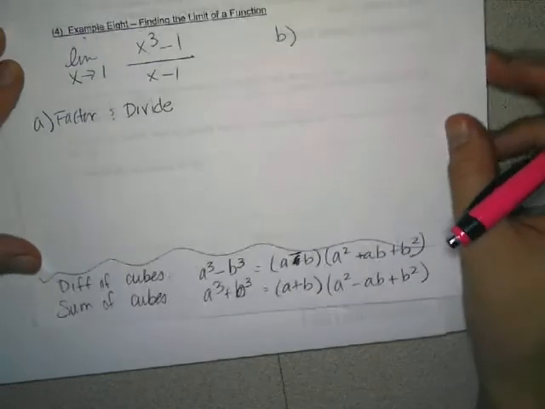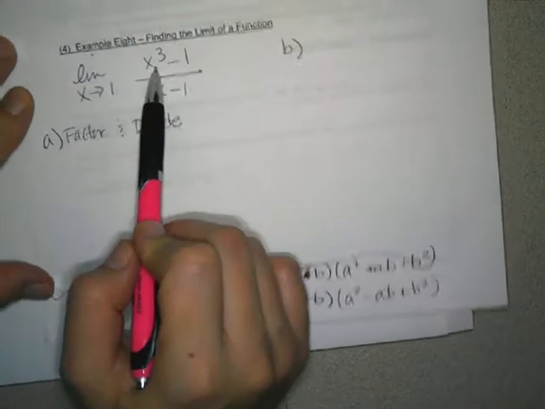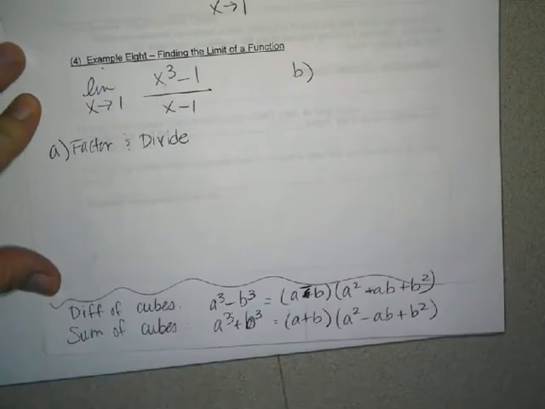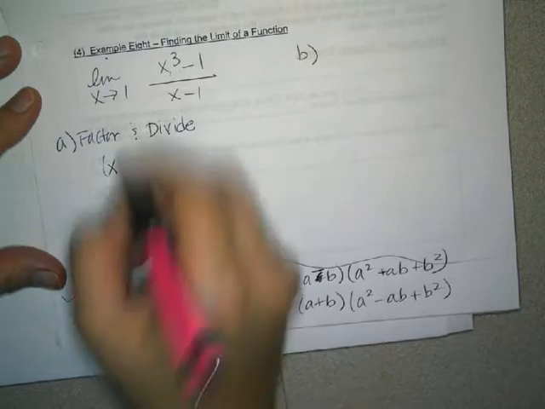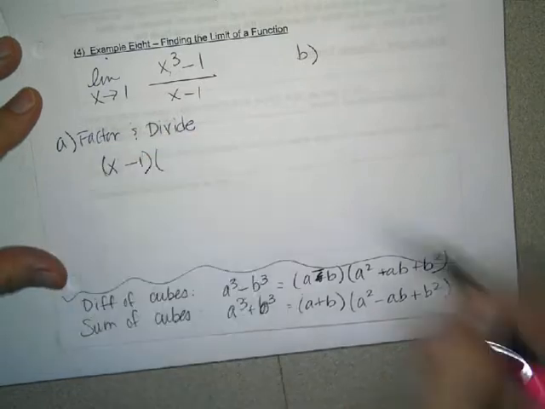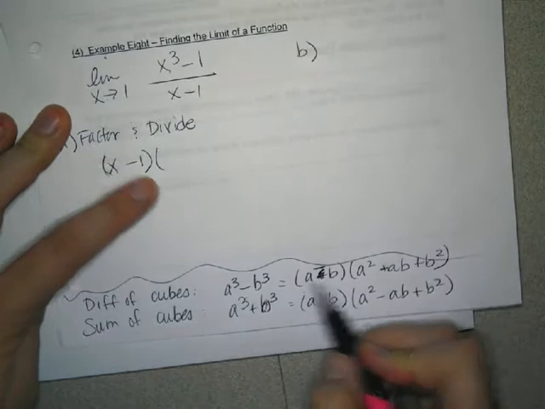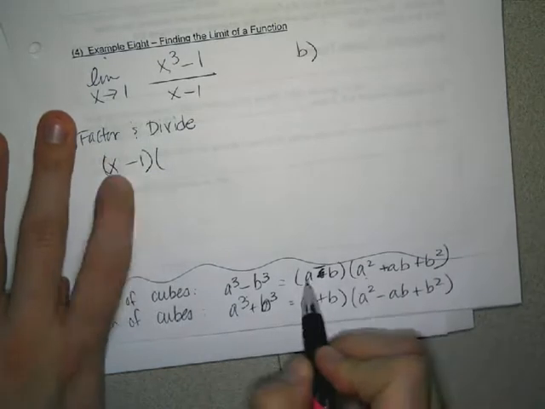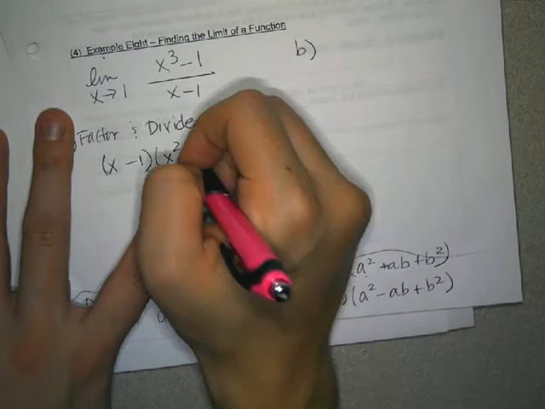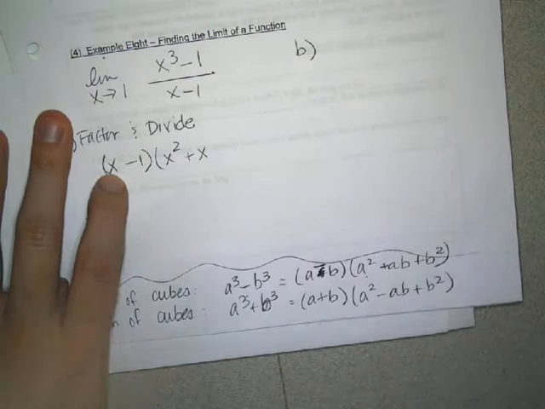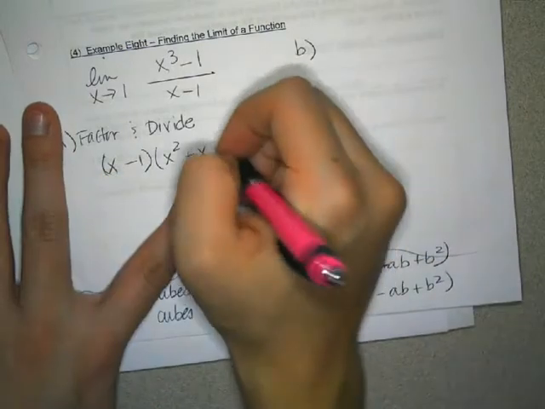All right, so for the factoring and dividing of this here, we need to figure out what my a and my b are in order to fit it into the pattern. So a and b are the cube roots of both those. What's the cube root of x cubed? X. What's the cube root of 1? 1. So when I factor that, it would be x minus 1, and then a is x, so it would be x squared, plus a times b, which is just 1 times x, or x. And then b squared would be 1 squared, which is just 1.